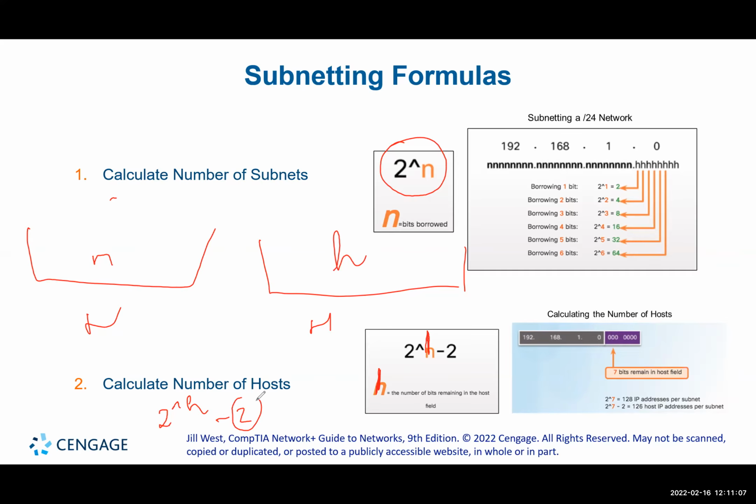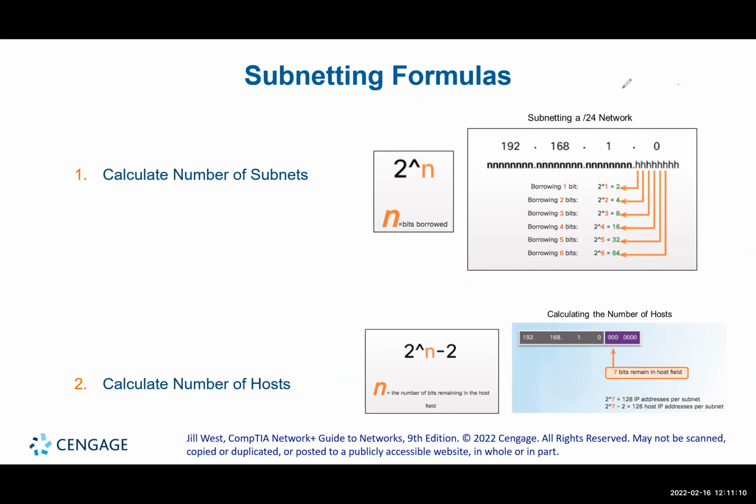Now think about this one. I want to break down the network to support 60 hosts. So what do you think? How many bits in the host portion do I need in order to support a network of 60 hosts here? How many bits do I need? What do you think? The formula here.